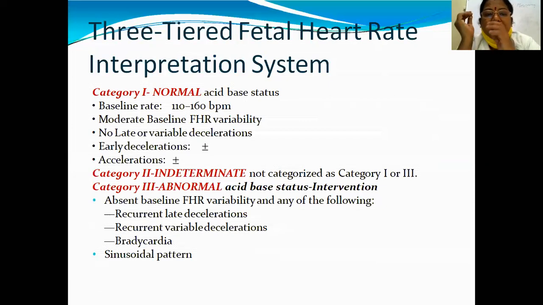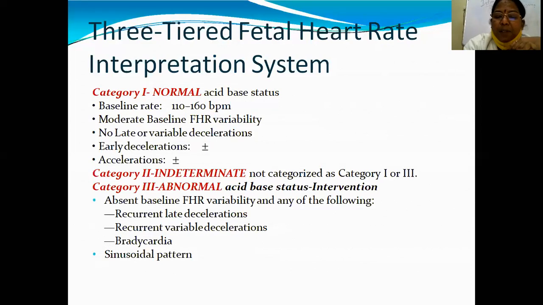So this is a three-tiered fetal heart rate interpretation. How do we interpret these CTG results? Category 1, category 2, and category 3. Category 1 is normal. The baby doesn't have a compromise, and the acid-base status is normal.